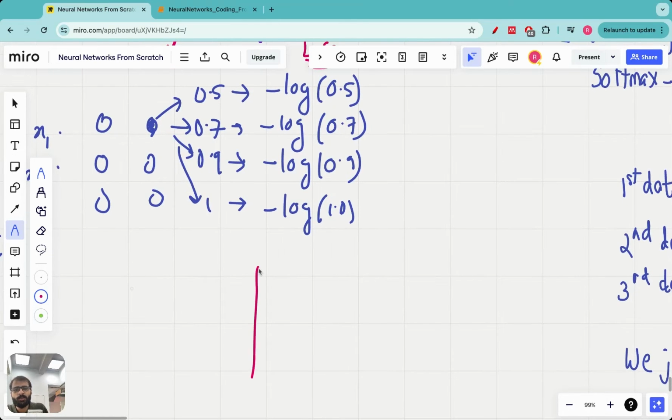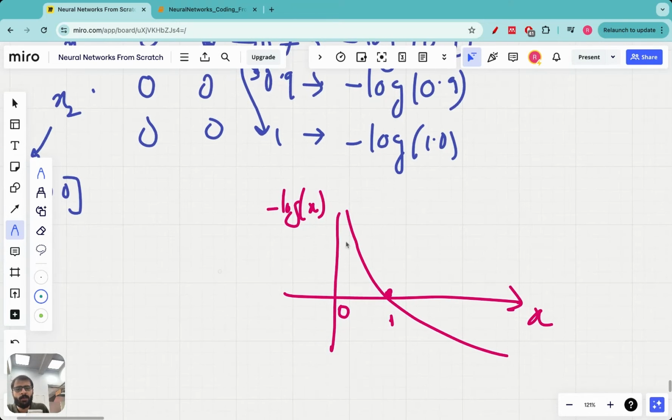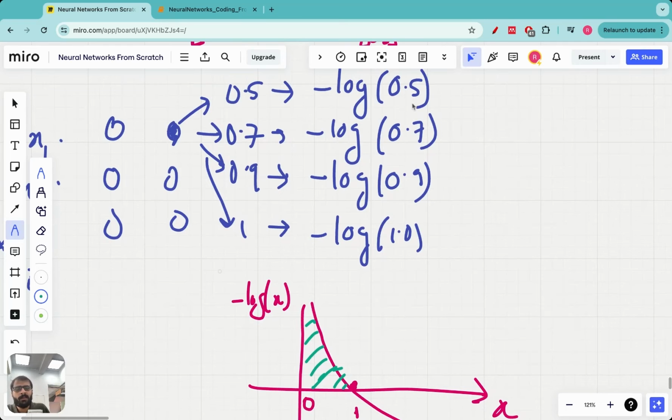So now let us actually plot negative log. If you take the x-axis and plot negative log of x, the log looks like this, so the negative log looks something like this. And our x is probability, so it will always lie between 0 and 1 anyway. The reason we take the negative sign is for the loss to be positive. So we are always going to lie on this portion of the curve because our input is always going to be between 0 and 1. Now let us look at the different inputs.